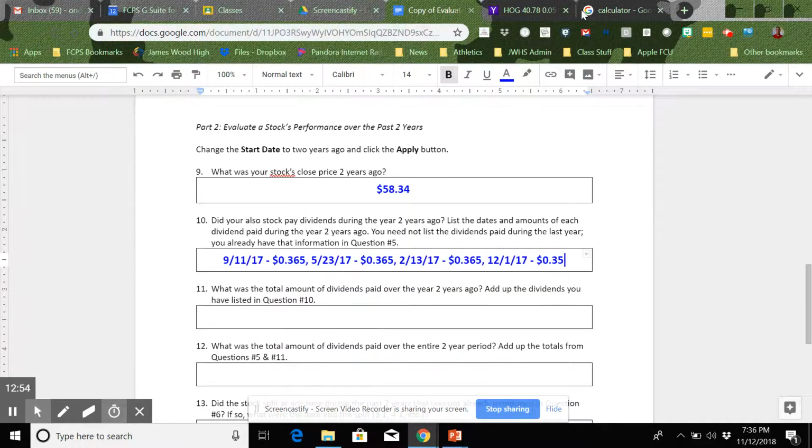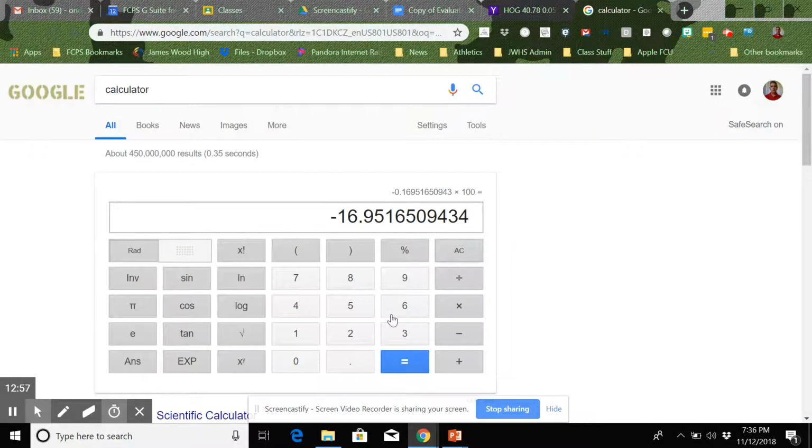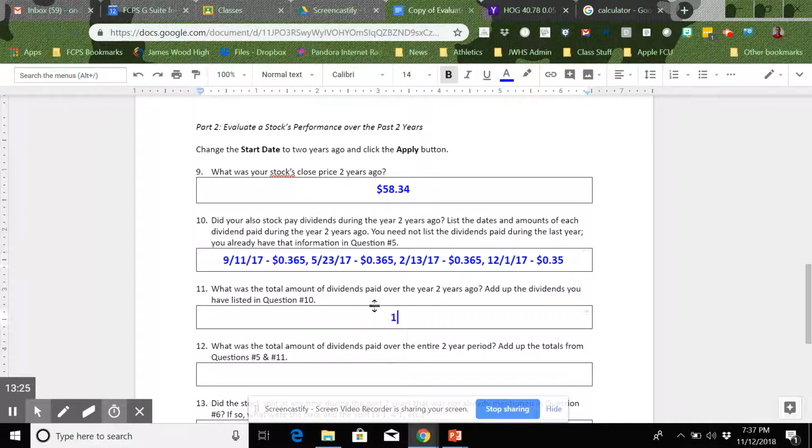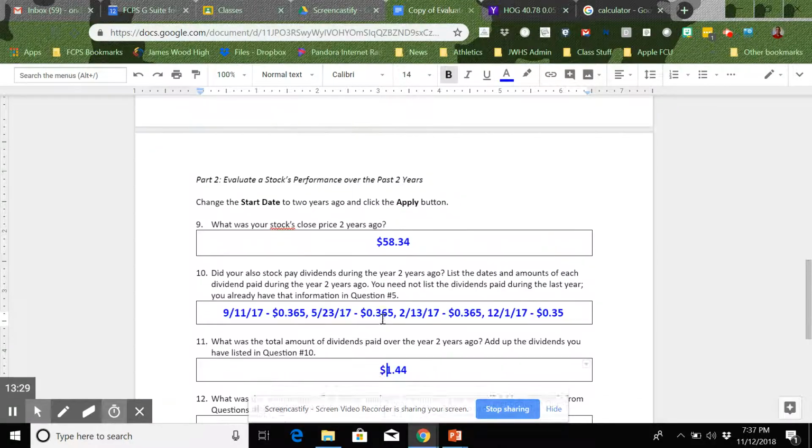So we got to add that up. Go to our calculator. All right, go here, clear that out. So we got 0.365 plus, oops, what's going on here? There we go. 0.365 plus 0.365 plus 0.35 equals $1.44. So it made $1.44 over that 2 year to 1 year mark.